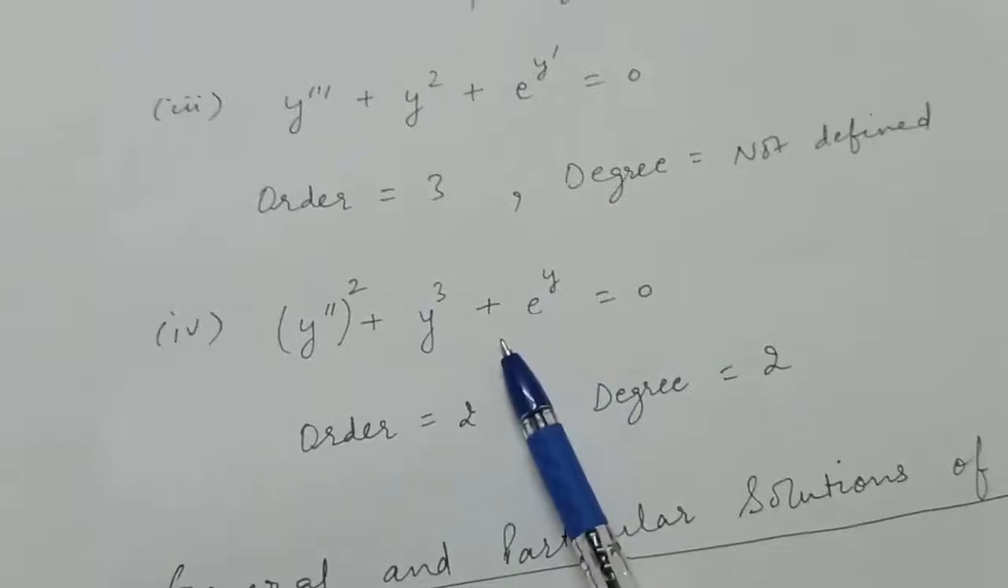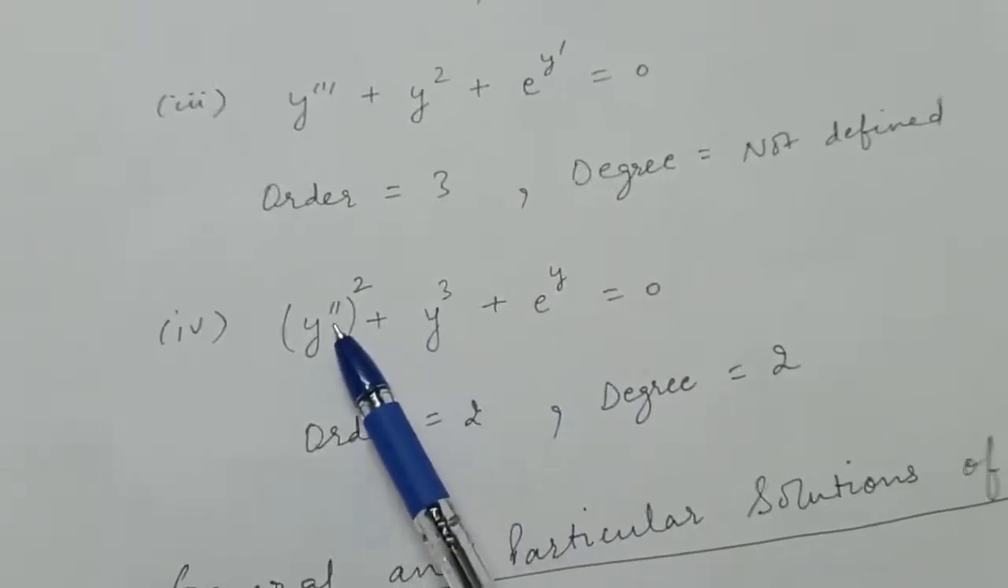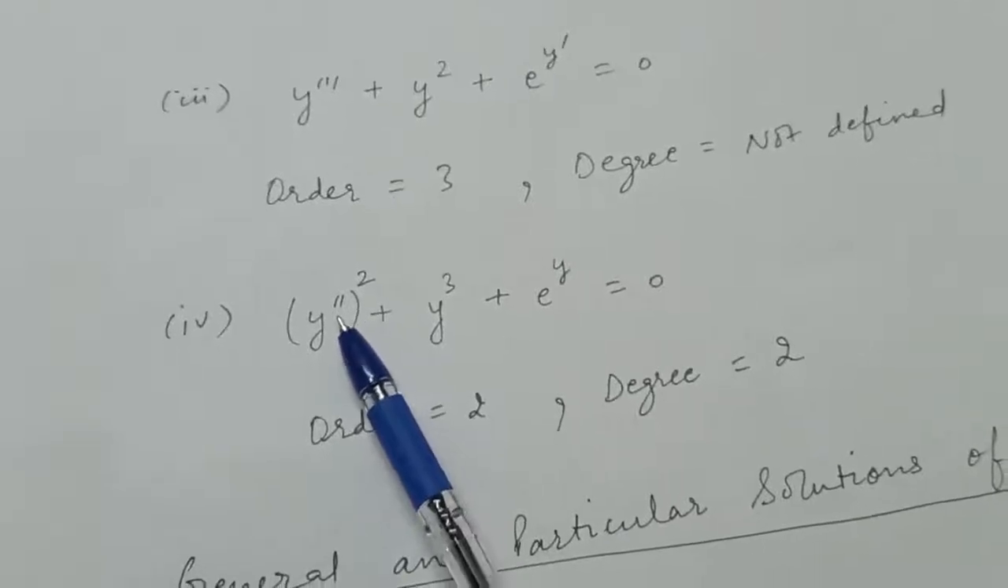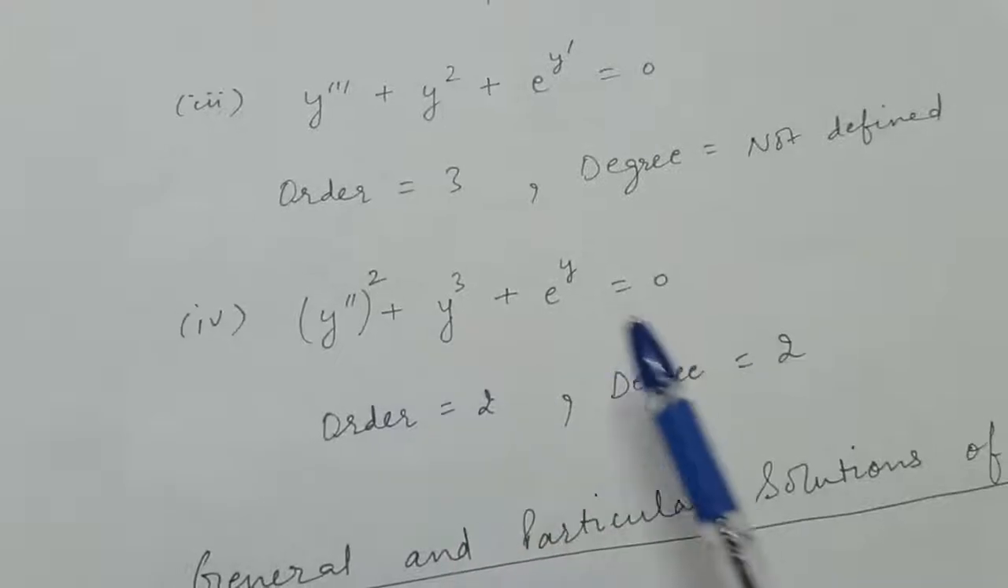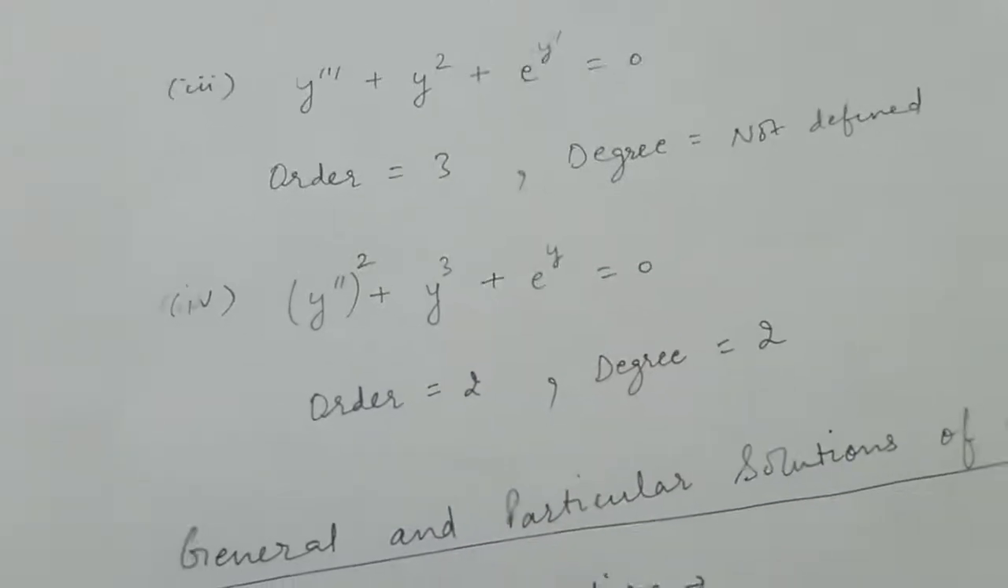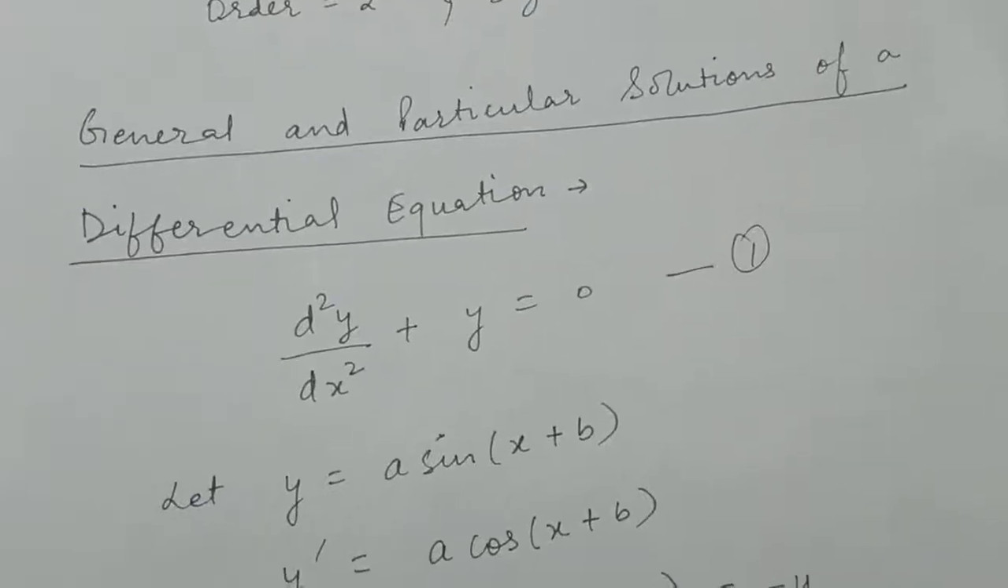Therefore in this case now degree will be defined, and degree will be degree of the highest order derivative. So degree of the highest order derivative is 2. So degree of the differential equation will also be equal to 2. Now the next topic is general and particular solutions of a differential equation.